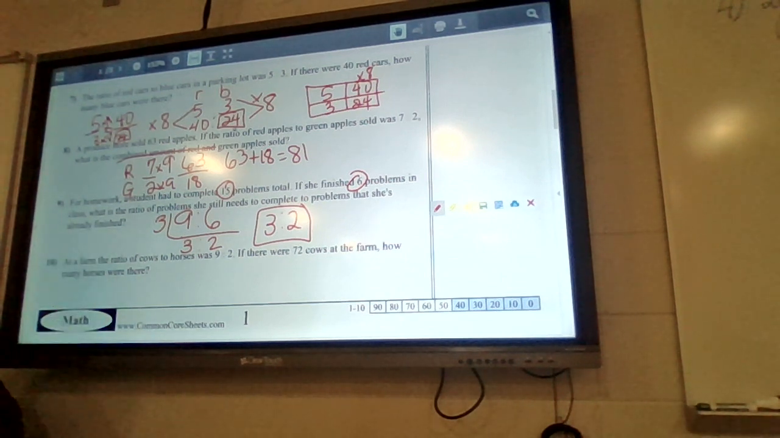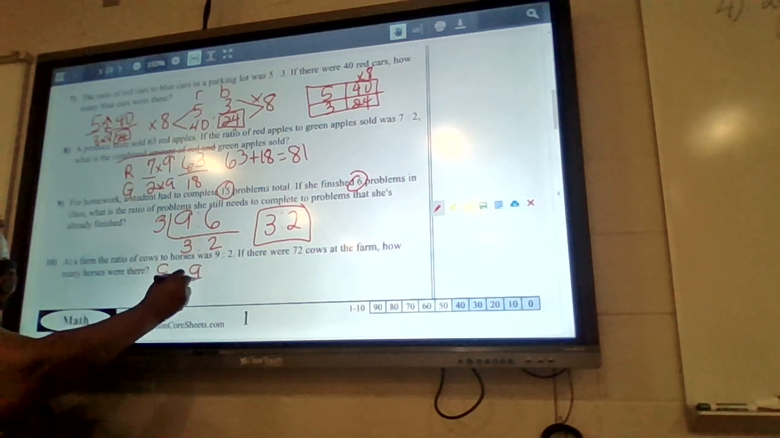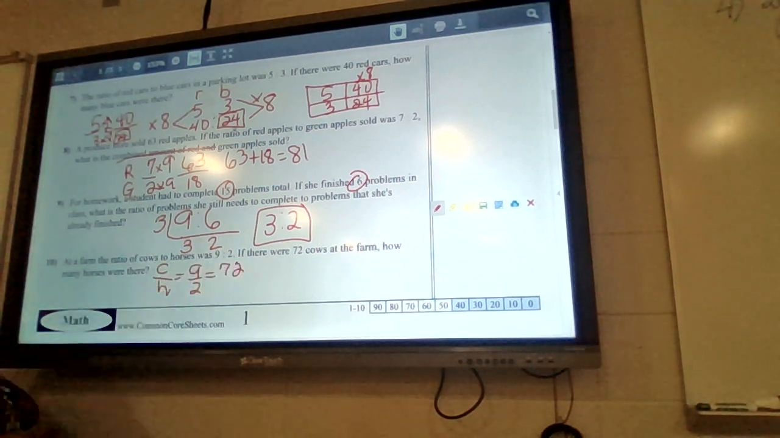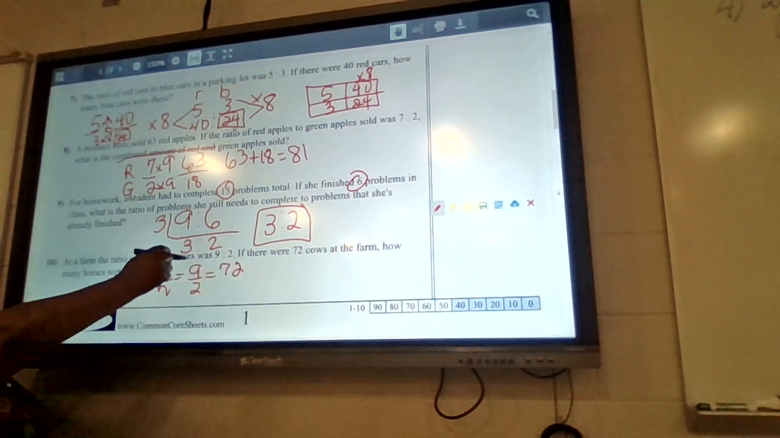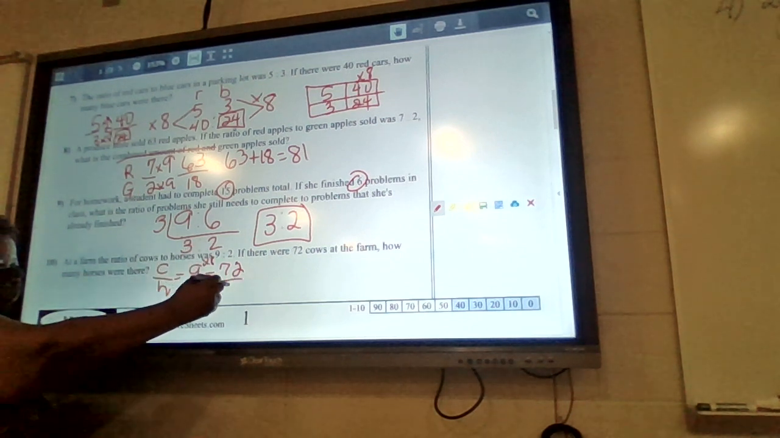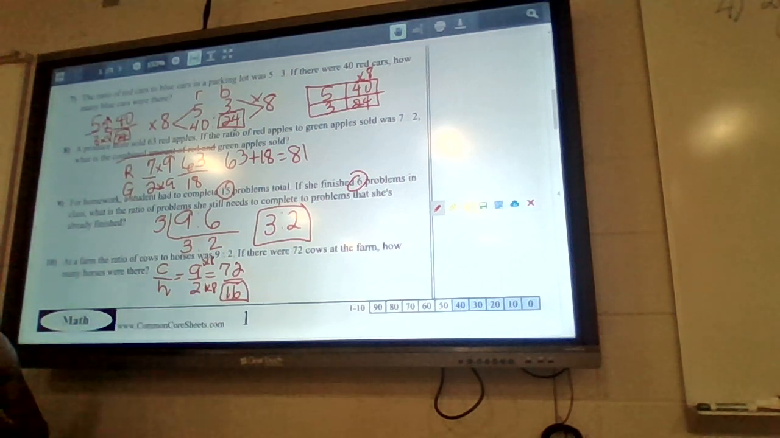Very good. Okay, at a farm, the ratio of cows to horses was 9 to 2. If there were 72 cows, how many horses were there? So this is 9 times 8. This is 2 times 8. So my answer is 16 horses.